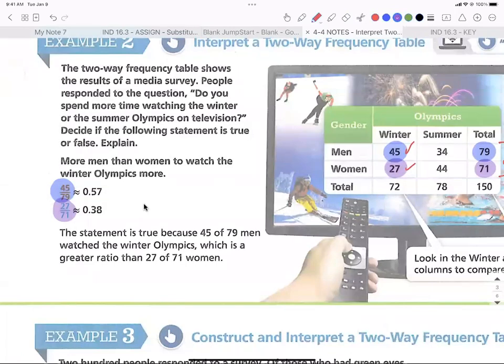So yes, and again, if you want to change this to percentages, 57% of men said they prefer winter. Only 38% of women said they preferred winter. So the data does back up that men over women do prefer the Winter Olympics.